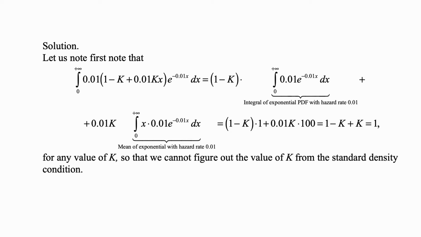This integral is actually the mean of an exponential random variable with hazard rate of 0.01. So 1 minus k is multiplied by the integral of a density, which has to be 1, and 0.01 k is multiplied by the expected value of this exponential random variable with hazard rate of 0.01, and the mean is the reciprocal of the hazard rate, so the mean is 100. So this is 1 minus k plus k, which is equal to 1 for any value of k, so we cannot figure out the value of k from the standard density condition.